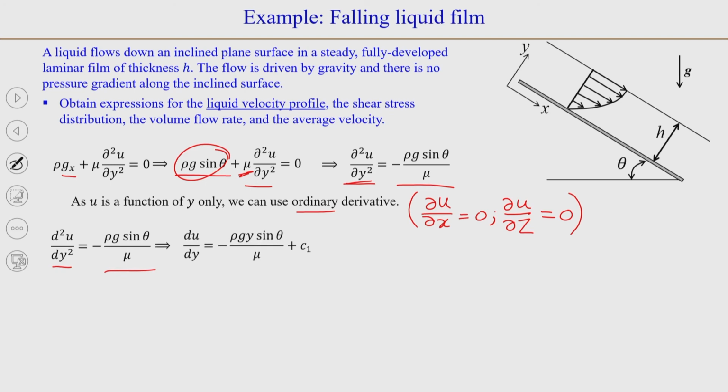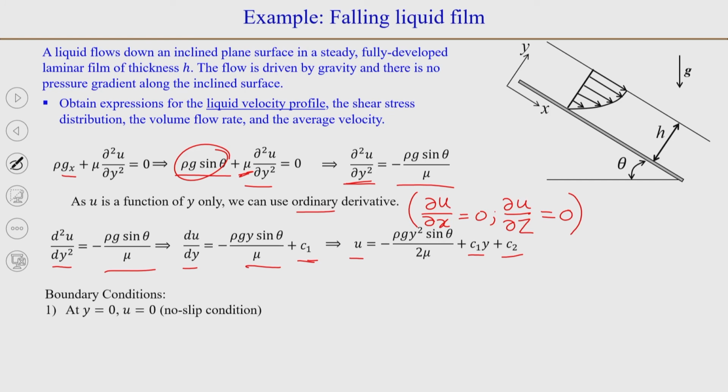So, when you integrate it, you will get du by dy is equal to minus rho g sin theta into y divided by mu plus an integration constant. Let us say this constant is C1, and when we integrate it further, we will get u is equal to minus rho g y squared by 2 into sin theta divided by mu plus C1 into y plus another constant of integration C2. So, now we have two unknowns, C1 and C2, and we can use two boundary conditions, one at the wall and another at the free surface of the film.